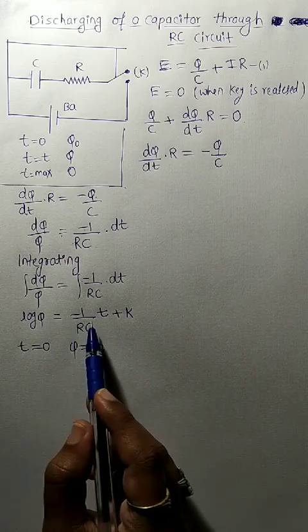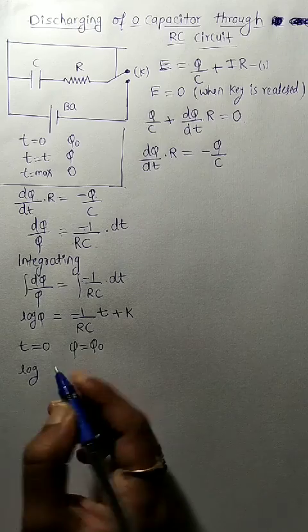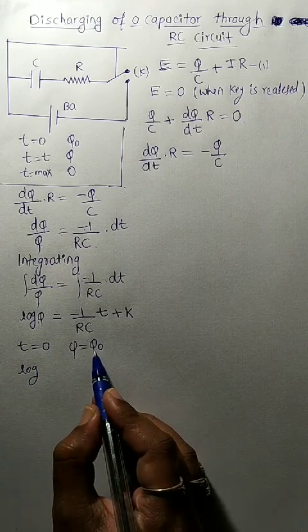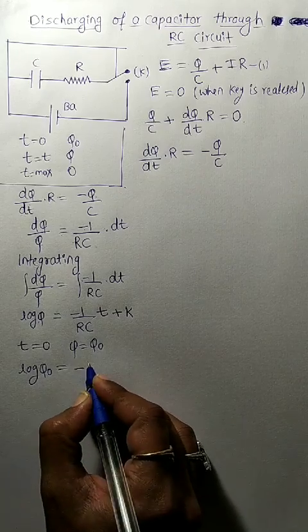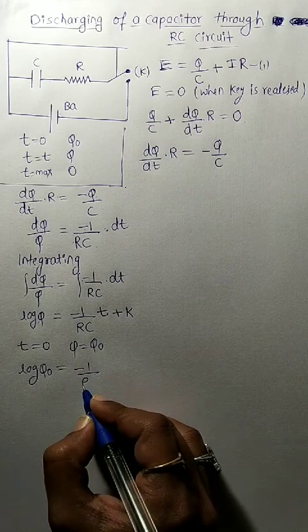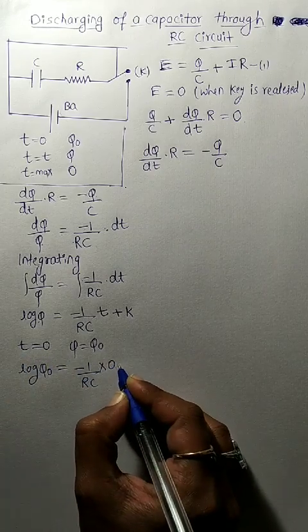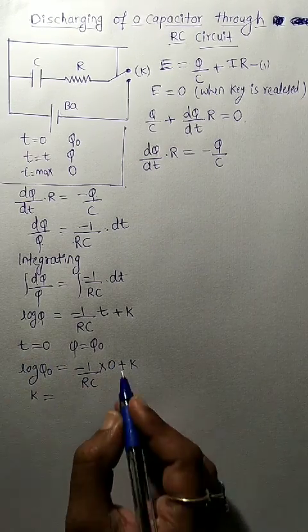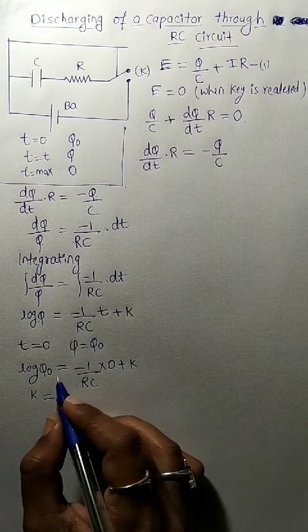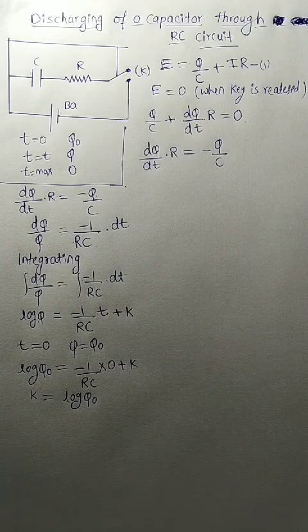Substituting in the above equation, we get log of q naught is equal to minus 1 divided by RC into the t value, which is 0, plus K. This becomes 0, so the value we got is K. So K is equal to log of q naught.